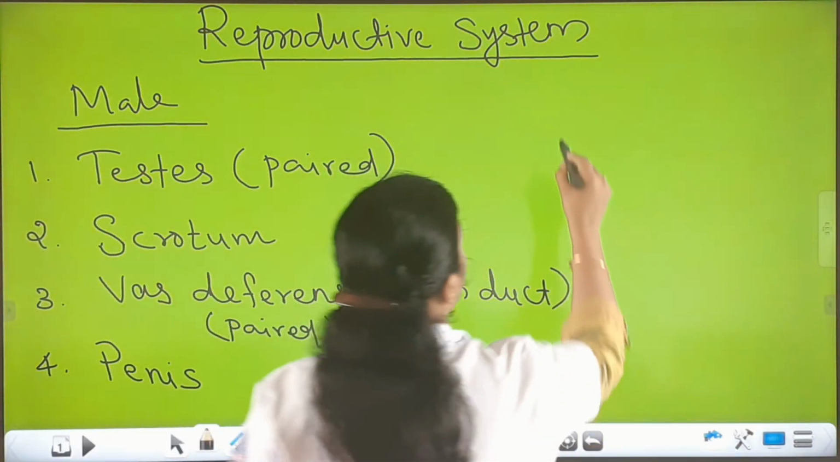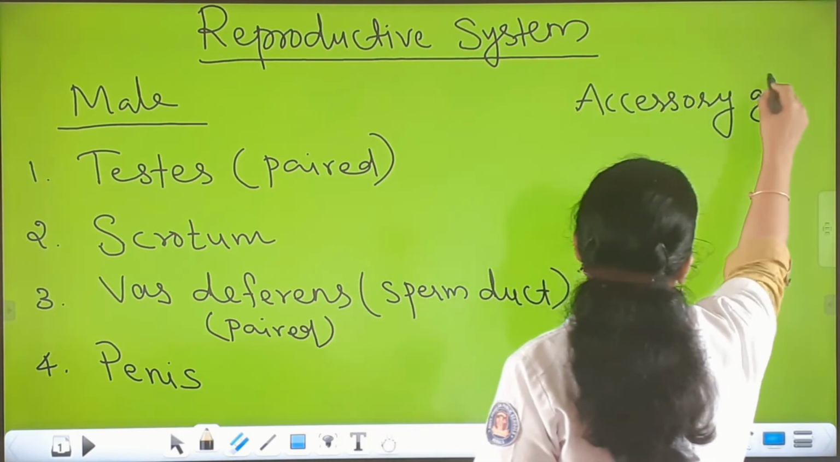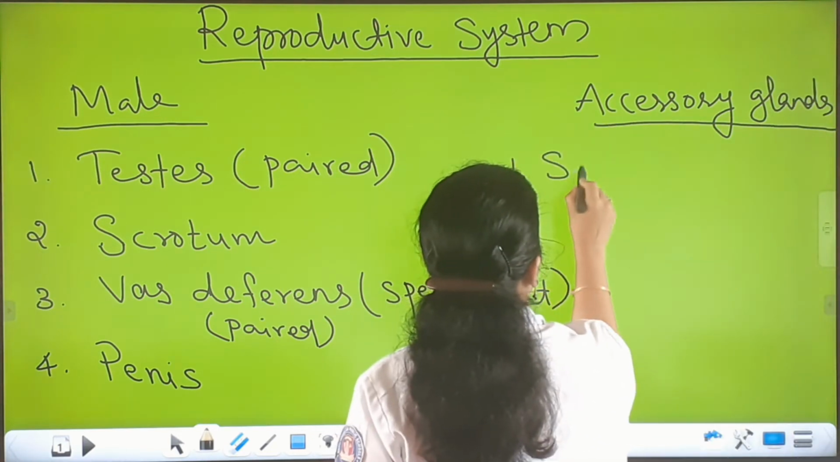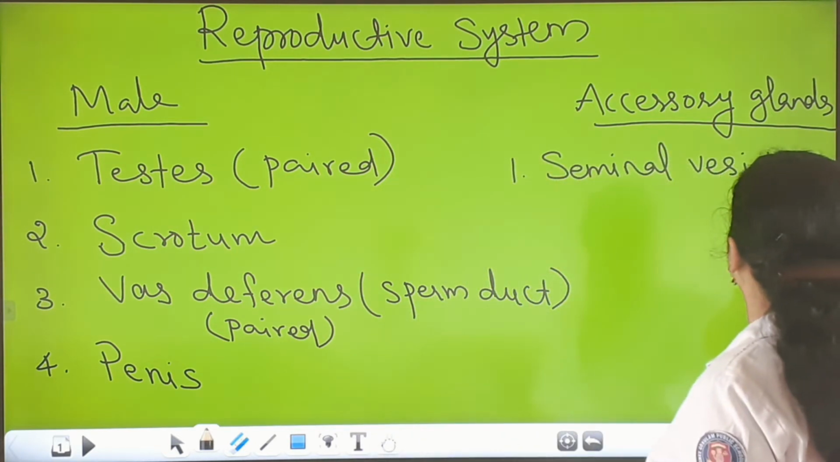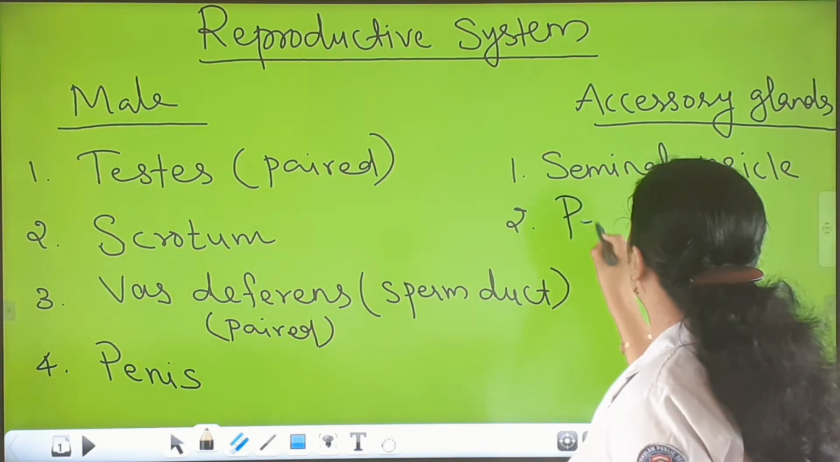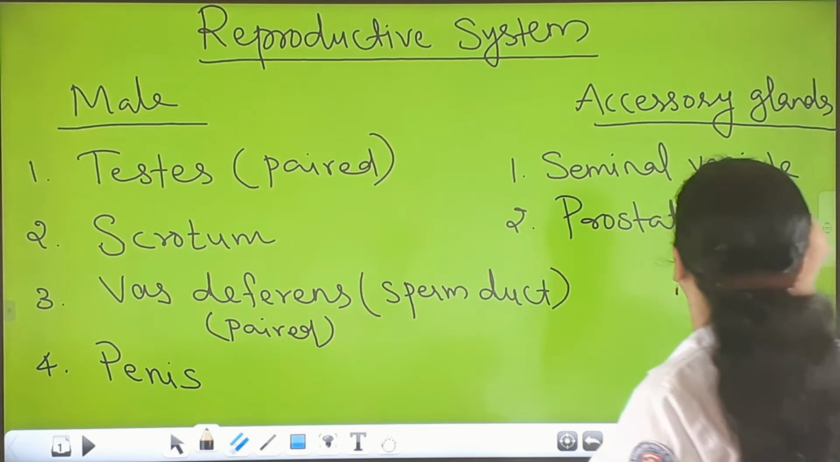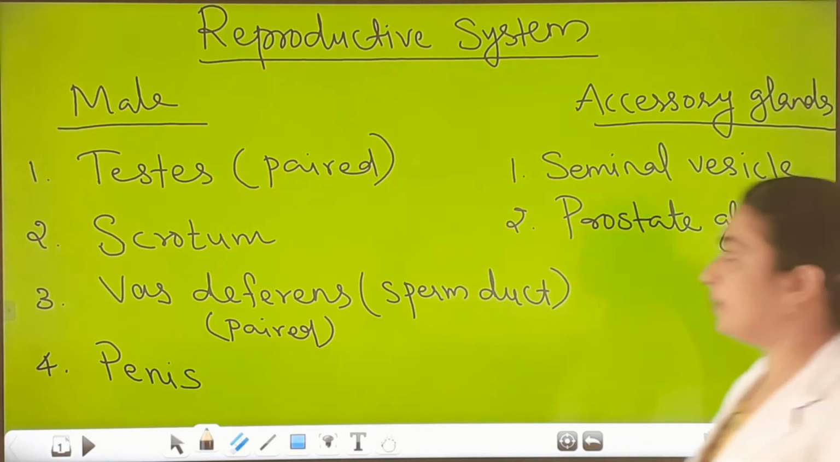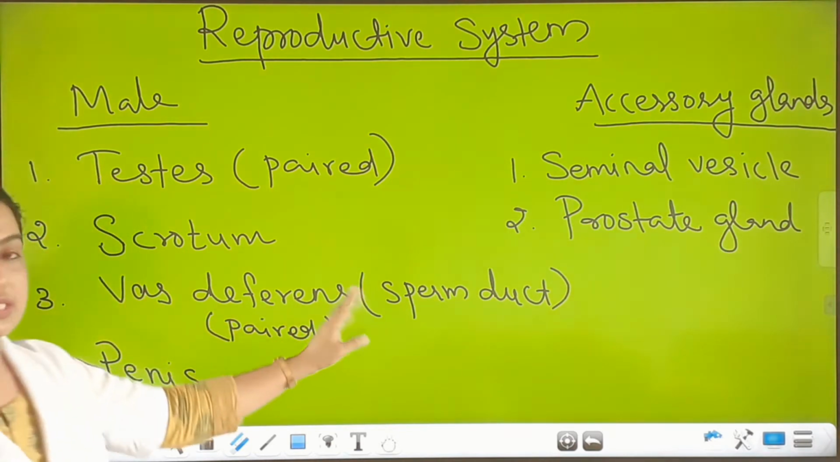Along with that, 2 accessory glands also we have to see. The first one is seminal vesicle, and the second one is prostate gland. These are the 2 important glands which are involved in the reproductive system in male. So these are the organs in the male reproductive system. Here testes and vas deferens are paired structures.